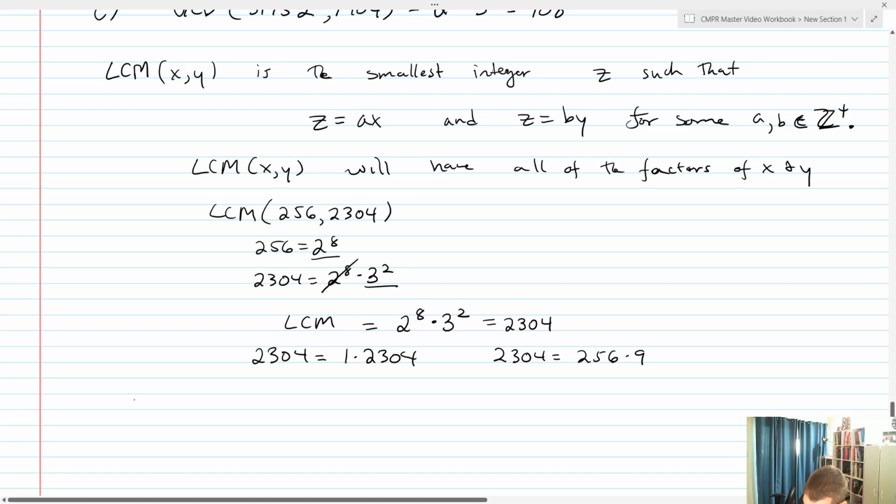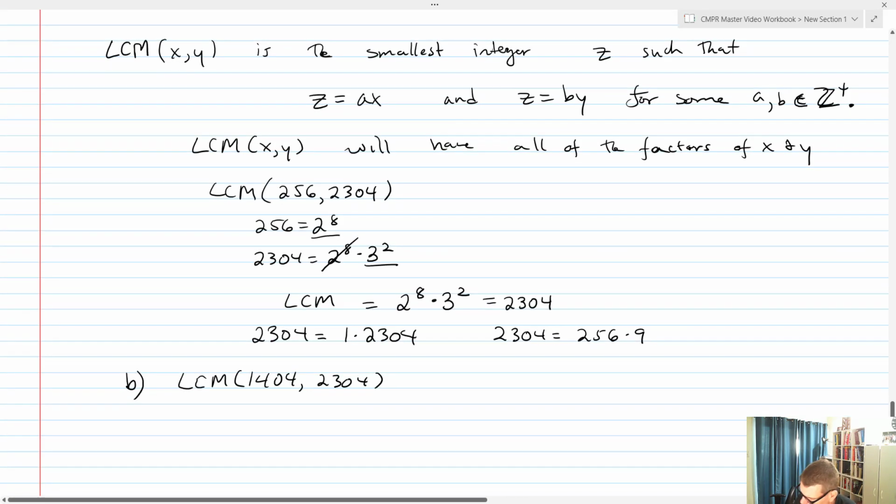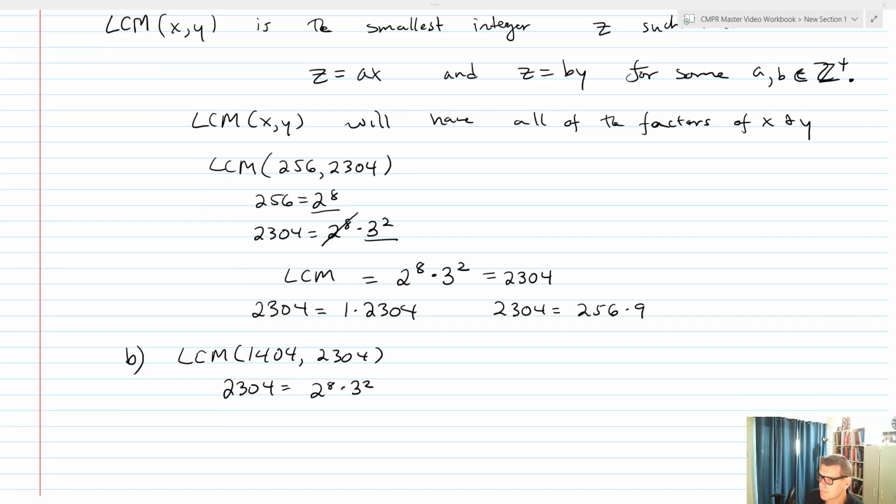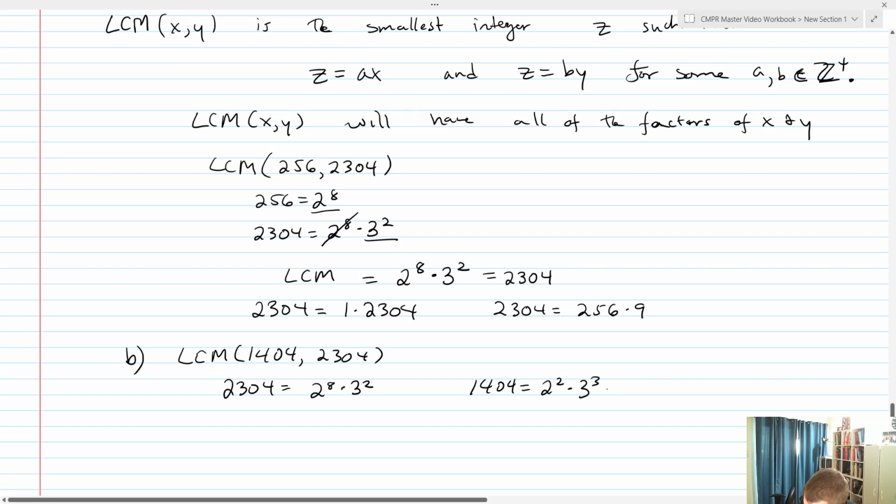Now let's take a look at one more. We'll do this next one together too. We're going to find the LCM of 1,404 and 2,304. Okay. So we already have 2,304 is equal to 2 to the 8th times 3 squared. And 1,404 is equal to 2 squared times 3 cubed times 13.